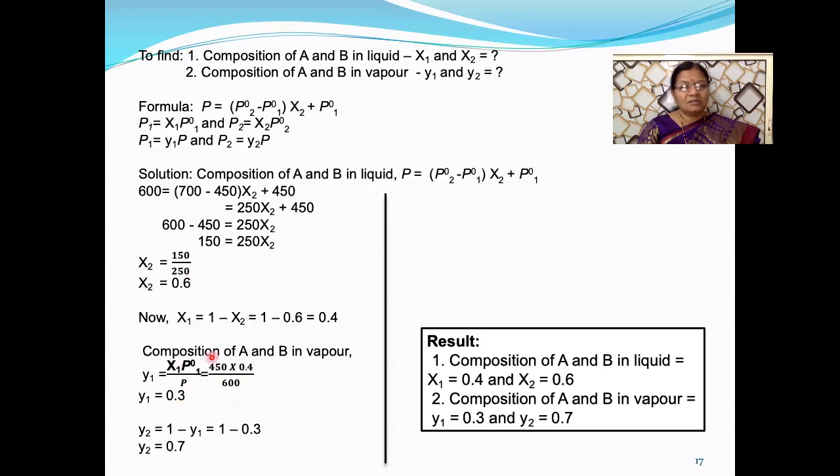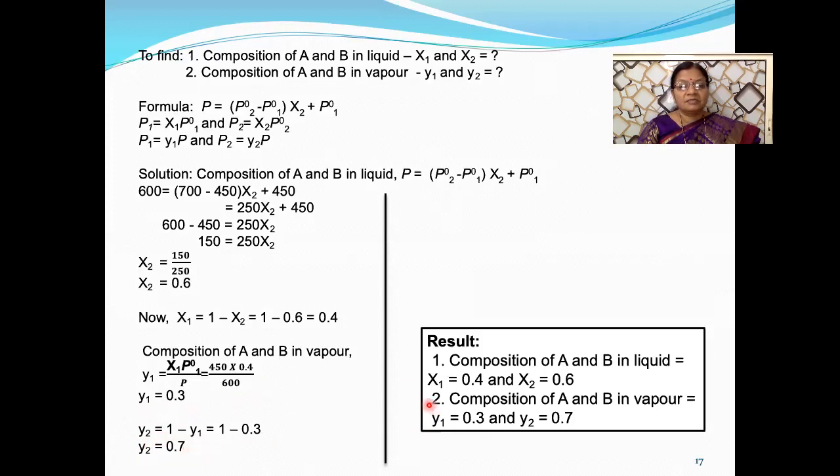You can solve this either by log table or any other method. Here it is a simple calculation. So Y1 becomes equal to 0.3. How will you calculate the value of Y2? Again the same, Y1 plus Y2 is equal to 1. So Y2 becomes equal to 1 minus Y1. So 1 minus 0.3 becomes 0.7.